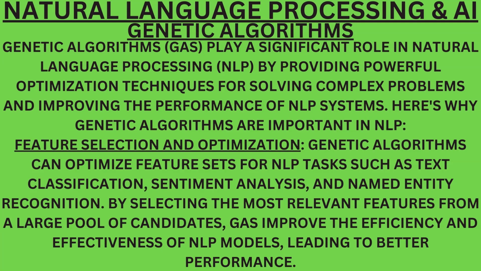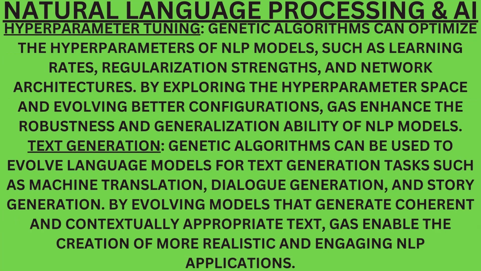Feature selection and optimization. Genetic algorithms can optimize feature sets for natural language processing tasks such as text classification, sentiment analysis, and named entity recognition by selecting the most relevant features from a large pool of candidates. GAs improve the efficiency and effectiveness of natural language processing models, leading to better performance.